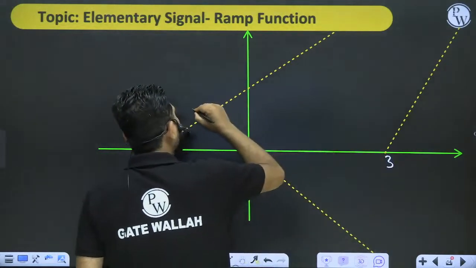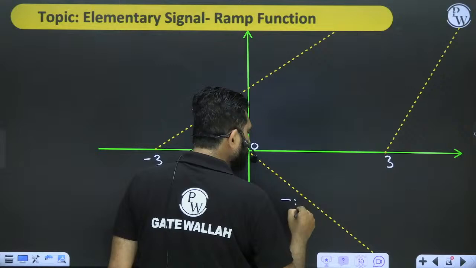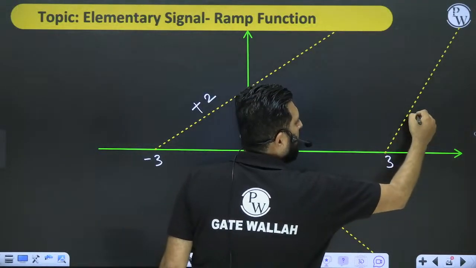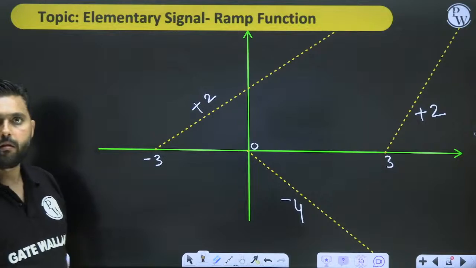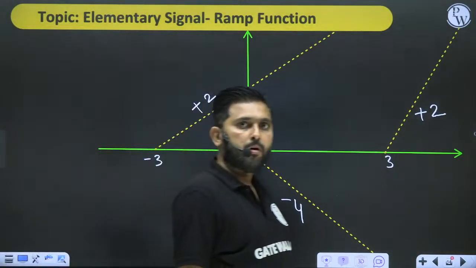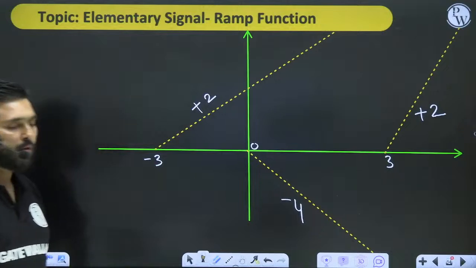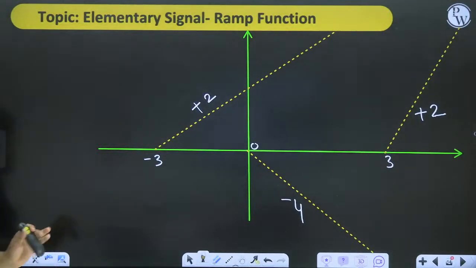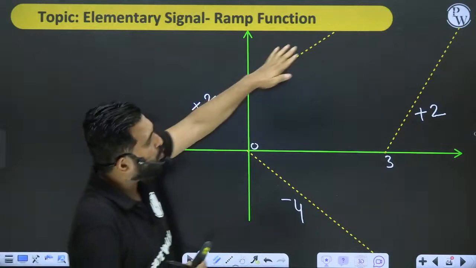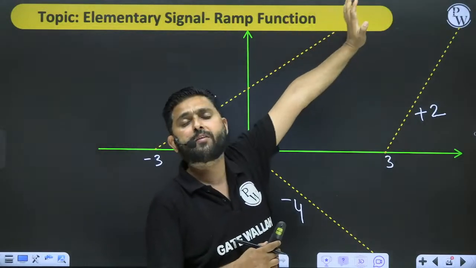This ramp is having a +2 slope. This ramp is having a -4 slope. And this ramp is having +2 slope again. Now tell me what happened to this line. See here, listen carefully. This line will go on with a +2 slope. If no one stops, then this line will continue till infinity.